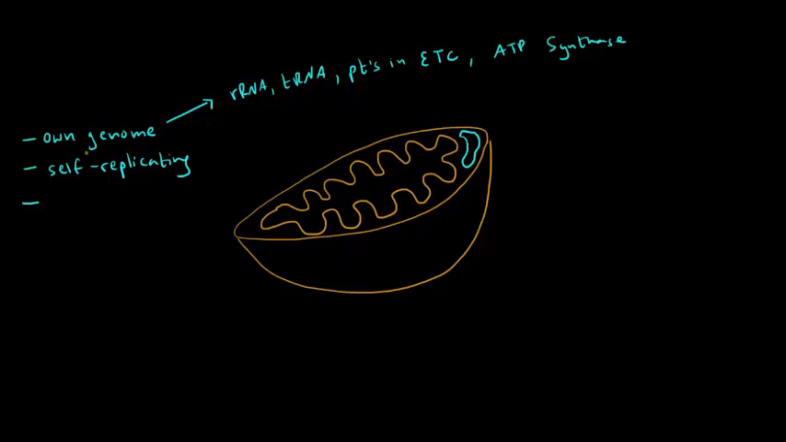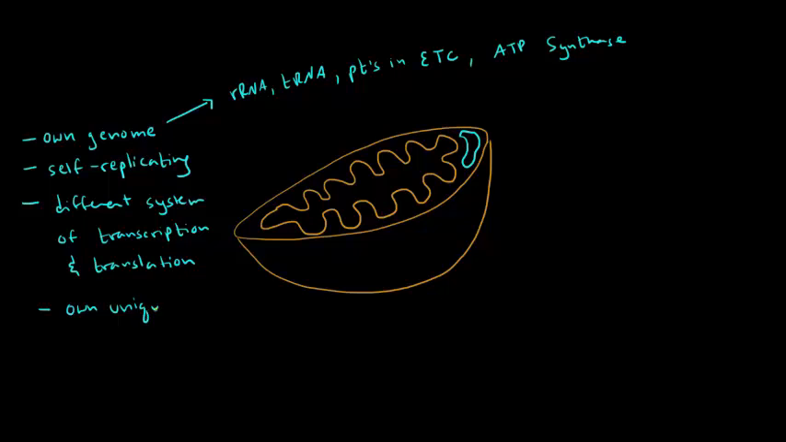The mitochondria even uses a different system of transcription and translation. And when I say different, I mean different than the nuclear genes. And mitochondria even has its own unique genetic code. So mitochondria are relatively independent organelles.